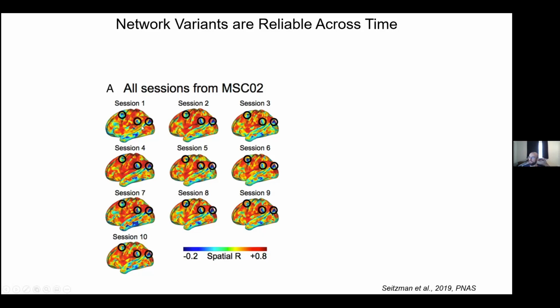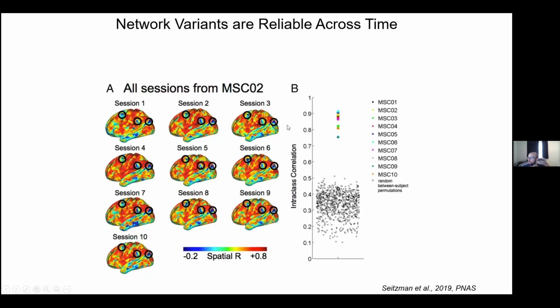And as you can see here, across all 10 sessions, those regions tend to be pretty stable. So this is over the course of a few weeks, and you can see that at each session, there's about a half an hour of data sampled, and you get pretty reliable spatial differences that replicate.